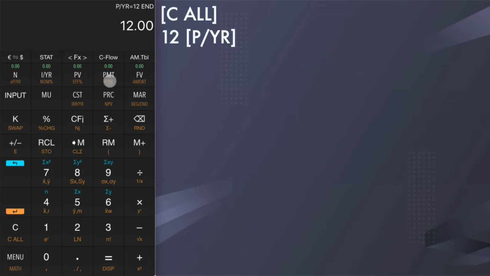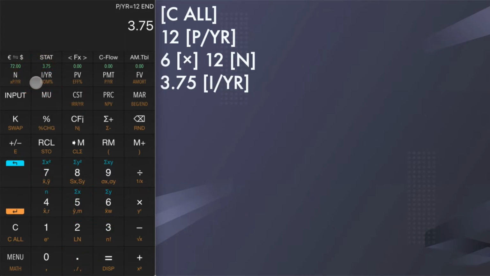The loan will take 6 years, then multiply 6 by 12, and we will get the result that equals 72 months. So we need to put 6 times 12 into N. The interest rate is 3.75% per year, so we put 3.75 into interest per year.